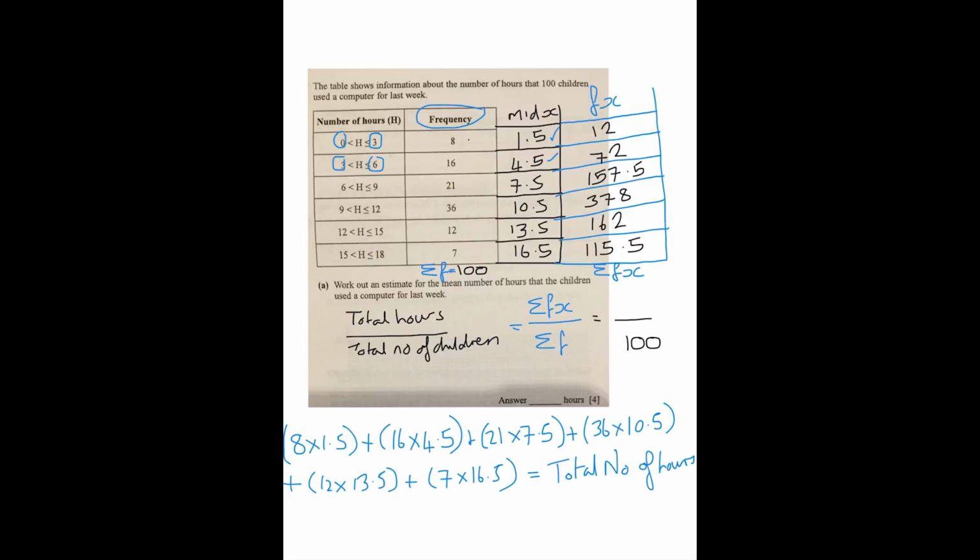12 plus 72 plus 157.5 plus 378 plus 162 plus 115.5 gives 897. So I'll just check that again to make sure. It would be a shame to do all the work and then a simple slip error would lose you a mark.